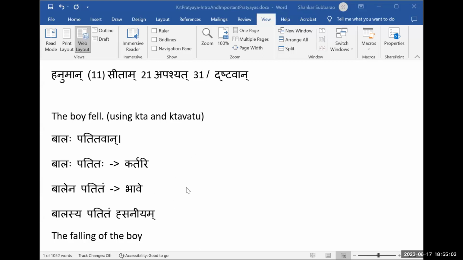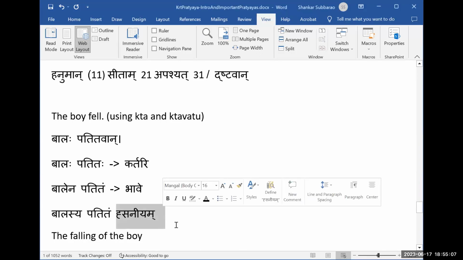All right. Is this understood now? And I deliberately used another pratyaya, hasaniyam, to say aniyar pratyaya. Hasaniya is laughable. Yes, Douglas, you have a question? Are all of these considered a complete sentence? Even the third one? Yes, they are also complete sentences. Correct. Balaha patitavan is complete. Balaha patitaha is complete. Balena patitam is complete.